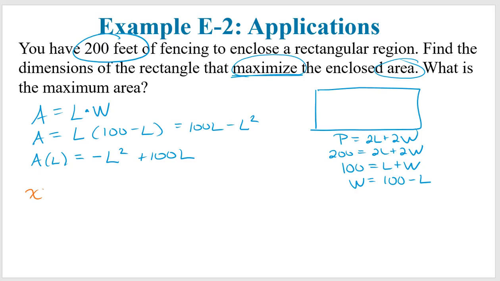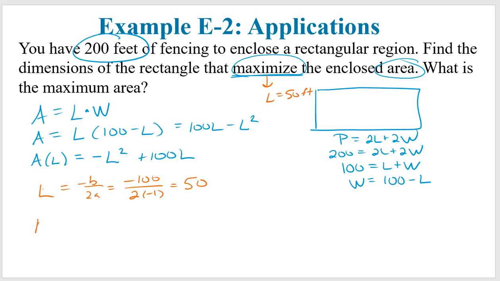So x equals, well, I didn't solve for x, I solved for L, so let's write that. L equals negative b over 2a. So negative 100 over 2 times negative 1, which would be negative 100 over negative 2, which is positive 50. So the maximum is occurring when the length equals 50 feet.